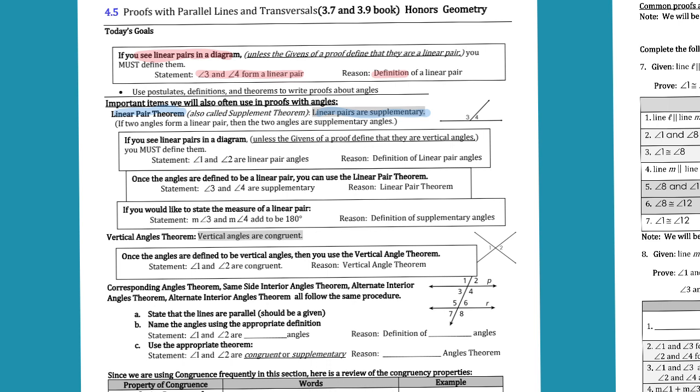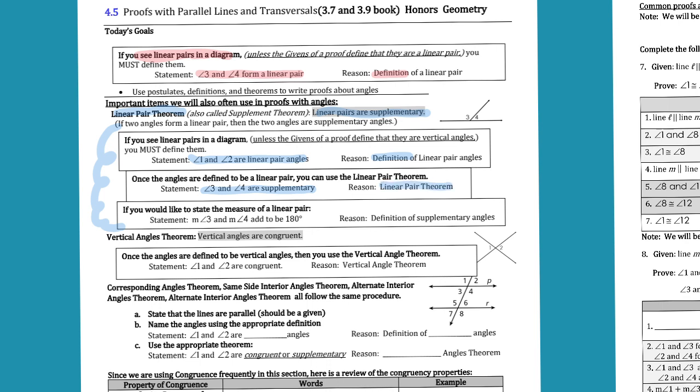So let's remember these three steps together that we've used in the past chapter. If you see a set of angles in the diagram that are linear pairs, in the statement you say angle 1 and 2 are linear pairs. Why? The definition of linear pairs. Then you would state in the next step, angle 1 and 2, or whatever angles you're talking about, are going to be supplementary. If those angles are linear pairs, then you can state that they are supplementary. Why? By the linear pair theorem.